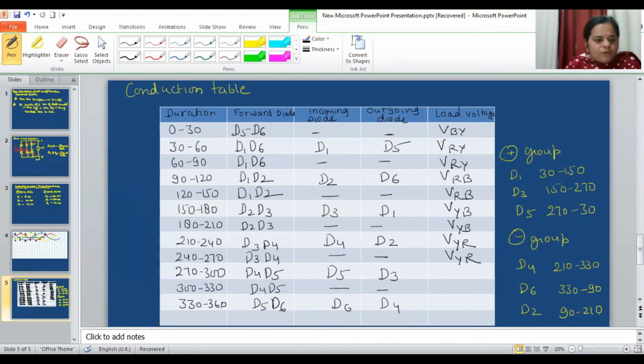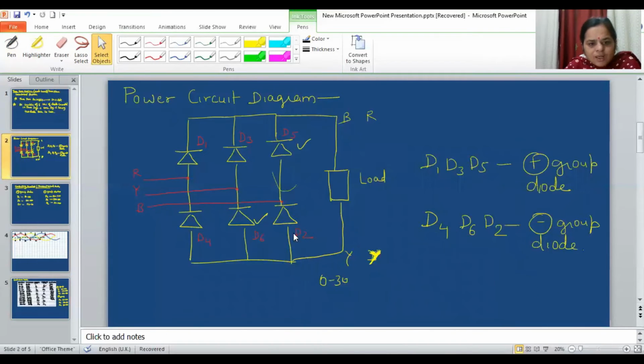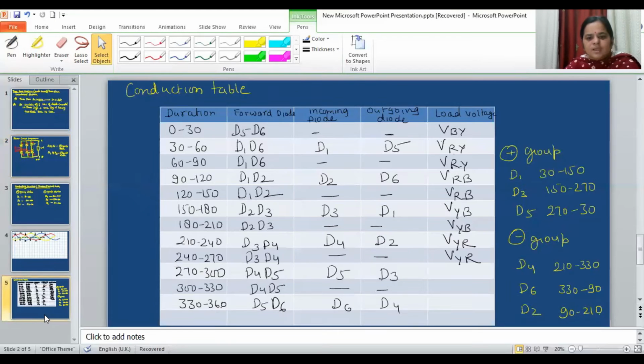Now 4, 5. When 4 and 5 are conducting, 4 means R will be at the lower side and 5 is conducting means B. So the output I am getting is VBR. And 5, 6 is again VBY. So this is the conduction table.